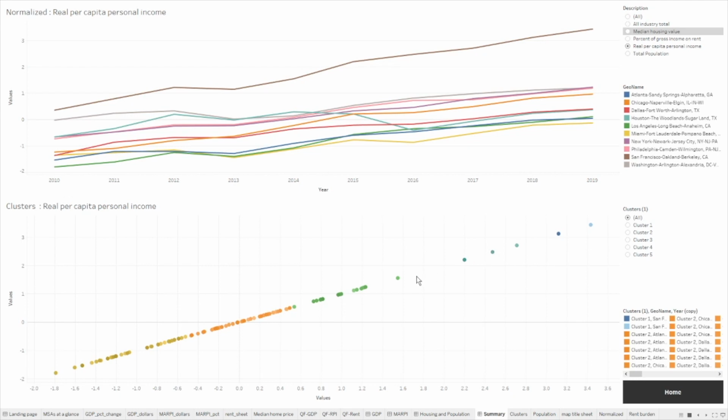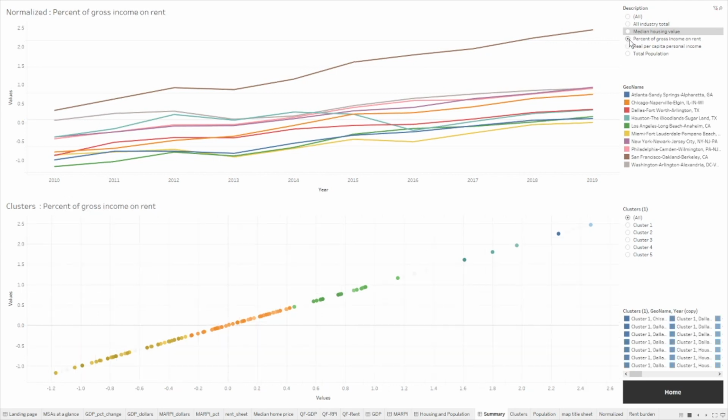But even the spacing between the clusters becomes greater over time and exclusively focuses on San Francisco, which I think is really interesting.